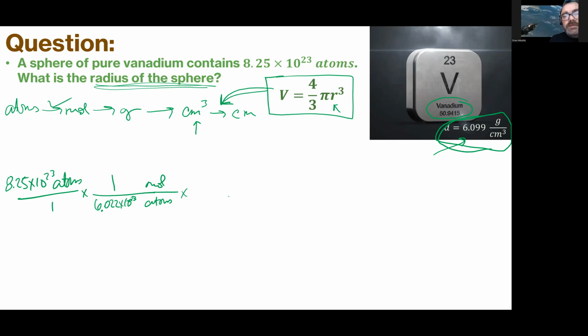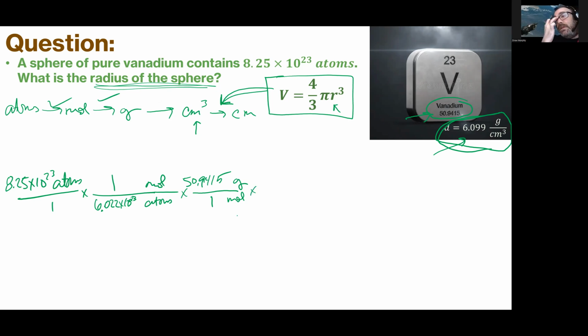Okay, moles to grams, we need their molar mass. Mole on the bottom, grams on the top. The number here goes with the grams, so that's 50.9415. That's 1 mole. Okay, now we're at grams.